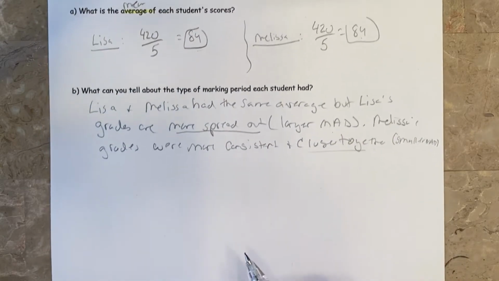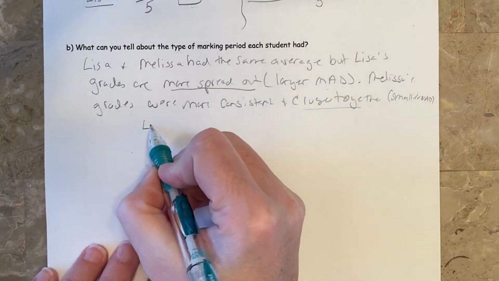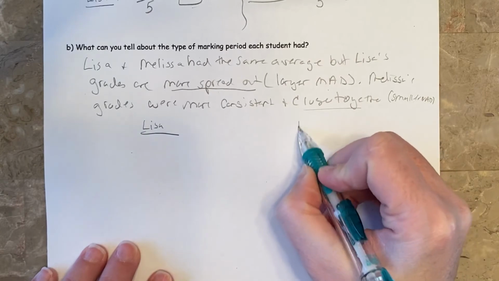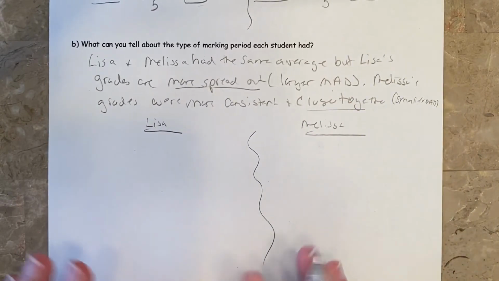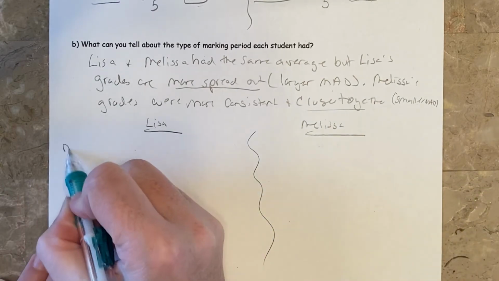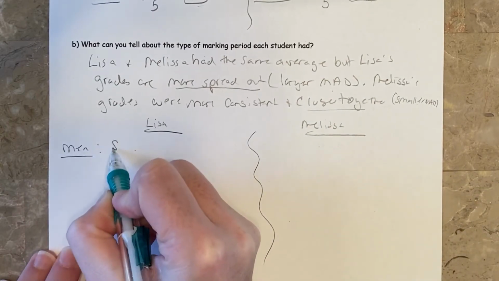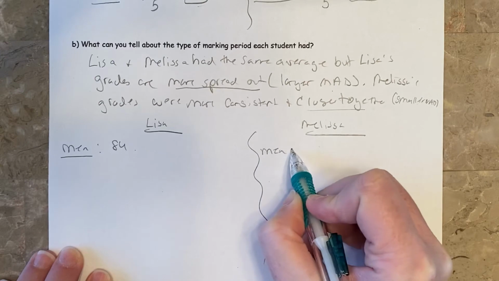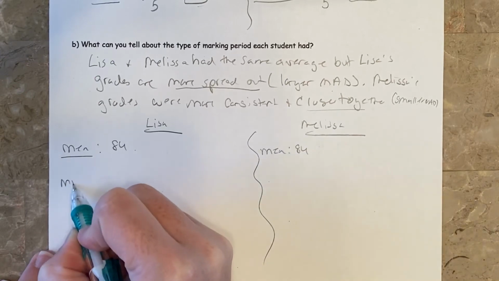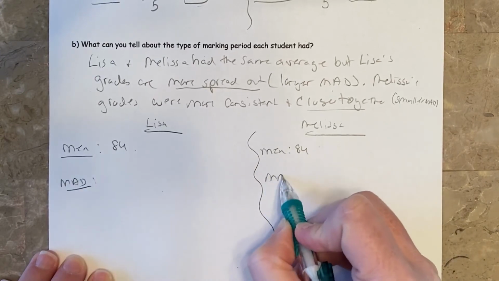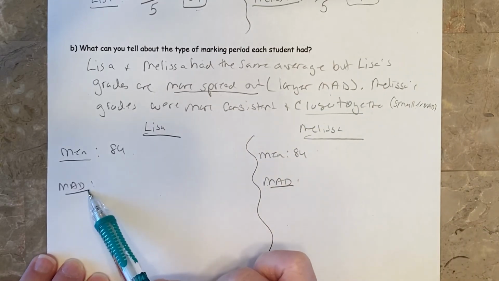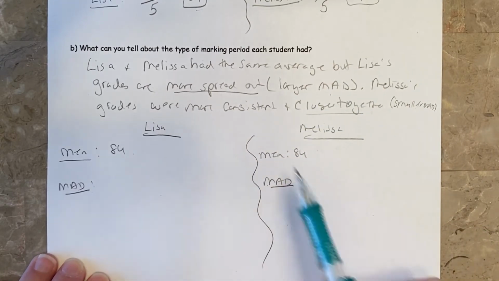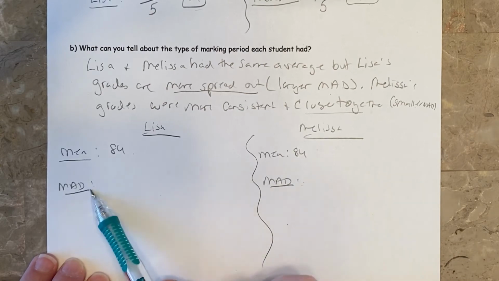So what I actually want to do is, even though it doesn't ask for it, I would like to figure out the MAD for each one of them, just to prove it to you, okay? Because this does lead us into today's lesson. So we already know that the mean for both of them was 84. And now let's figure out the MAD, okay? And mathematically, this should prove what you wrote here. MAD for Lisa should be larger than the MAD for Melissa because hers were more spread out.